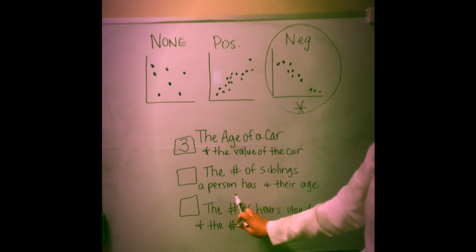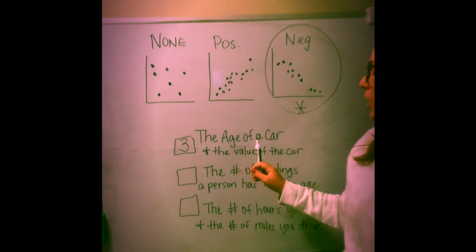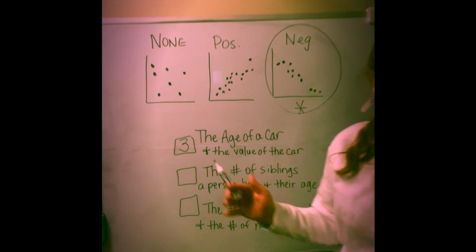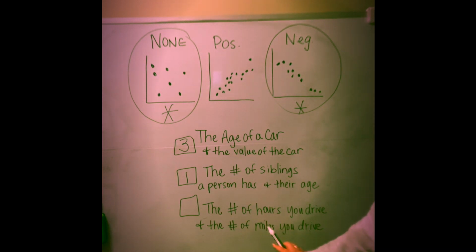The number of siblings a person has and their age. So as the person's age goes up, what happens to the number of siblings? Well, this really is no correlation because they aren't really related to each other. No association.